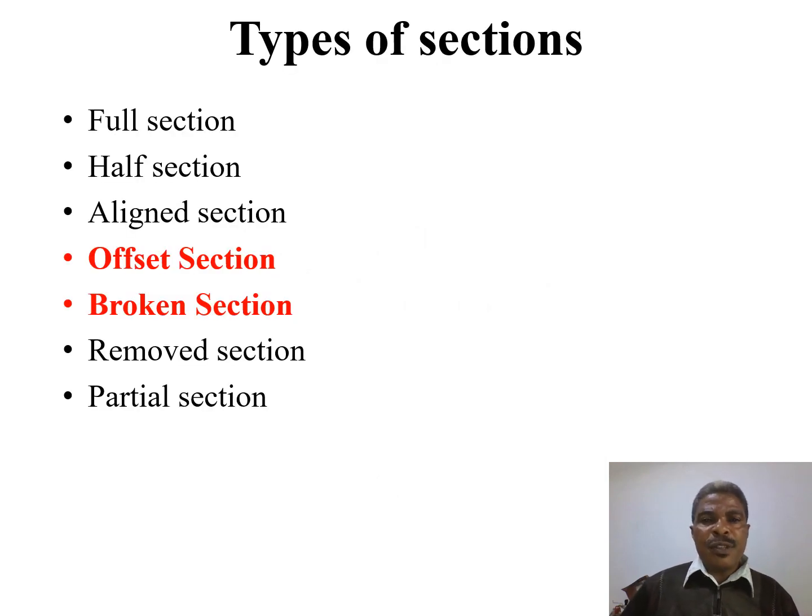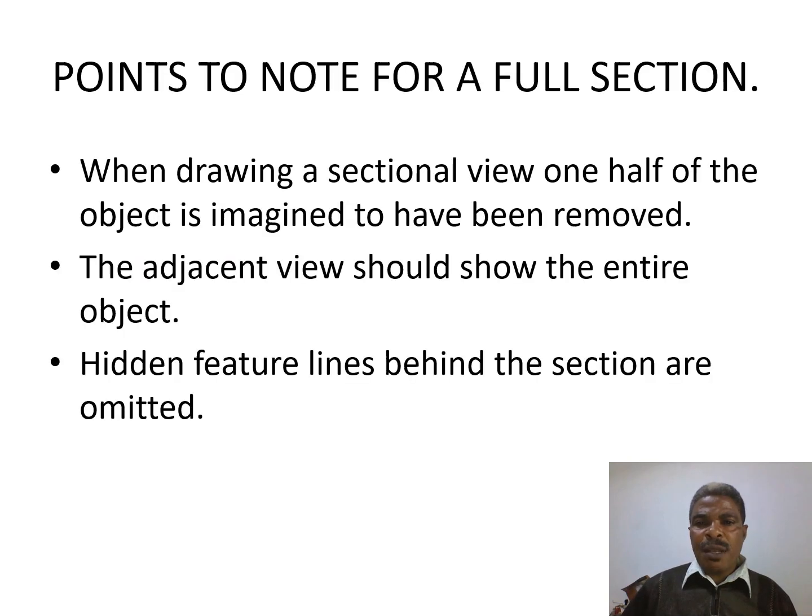Let's see the types of sections. The first that I have been describing is the full section. We would have a half section, aligned section, offset section, broken section, removed section, and a partial section. Points to note for a full section. When you're drawing a full section, you have to note this. When drawing a sectional view, one half of the object is imagined to have been removed.